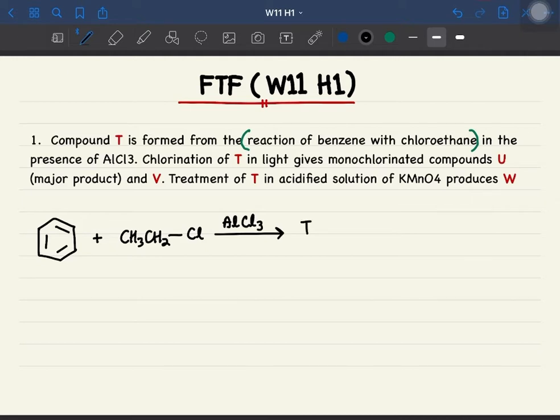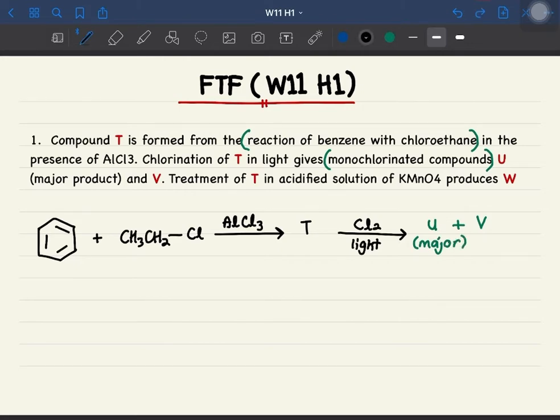And then from this T, we're going to undergo this chlorination process. Chlorination means you are going to react with chlorine, Cl2, in light. So you need to write light. We know that the reaction of halogen with light gives you free radical substitution, and it also gives you information regarding the compound to be formed. Monochlorinated compounds means only one chlorine is substituted at once, but then you have two of them. So you're going to have U and V, where U is going to be the major product. So you must be really careful with these classifications.